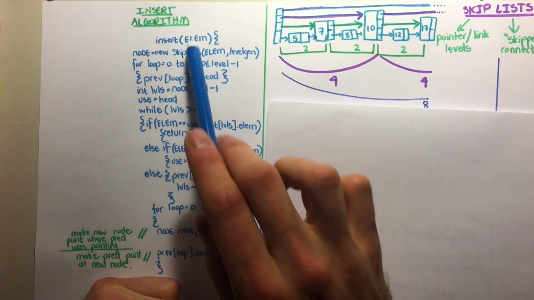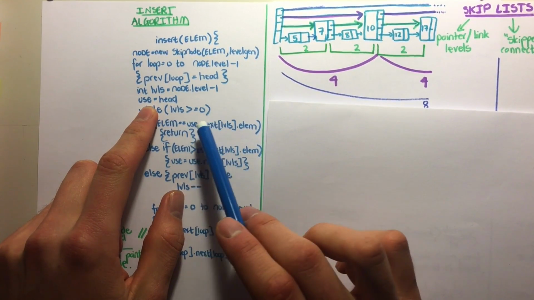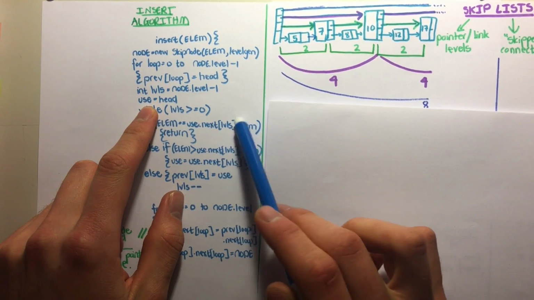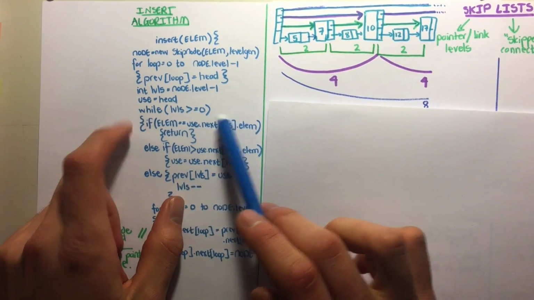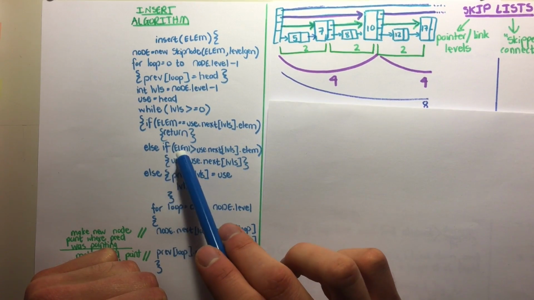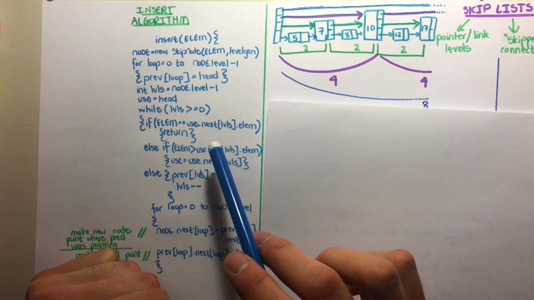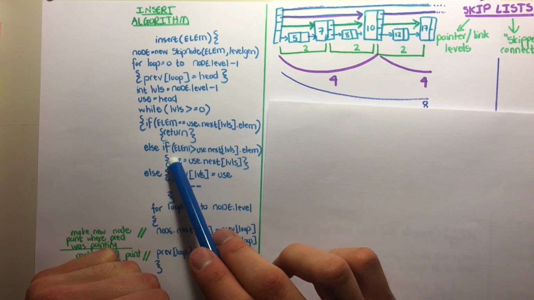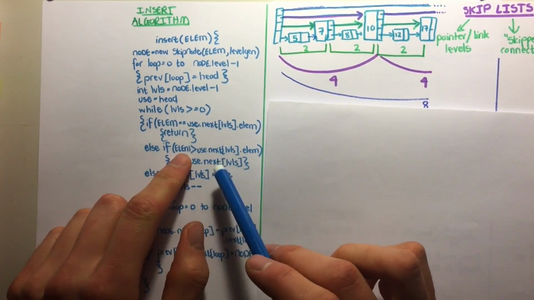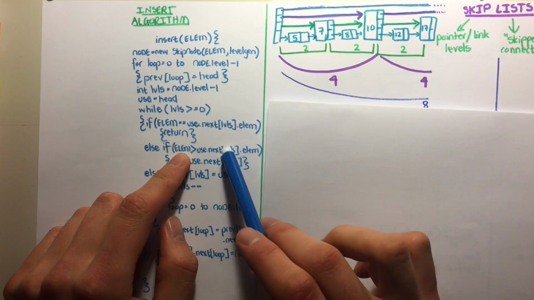If the element that we want to insert is equal to use, which is the pointer within the skip list, dot next of level, so at that level, the element at that point. If it's equal to that, then we know we must return, because then the element is already in the skip list. Else, if the element is greater than the next element at that level, then we know we must go use is assigned use.next at that level, because the element that we want to insert is still bigger than the element that follows it.